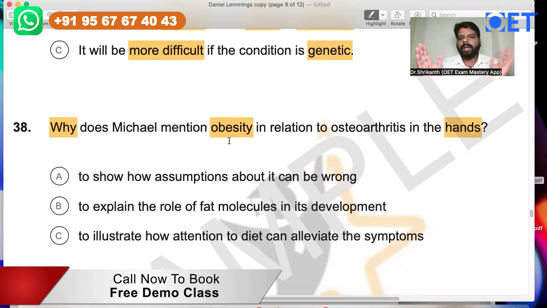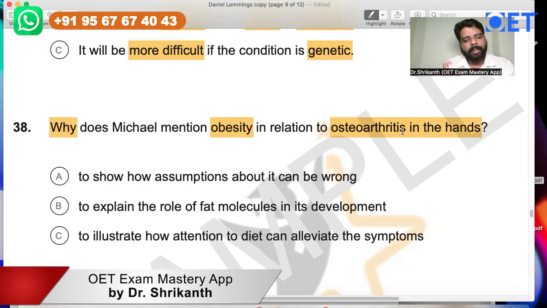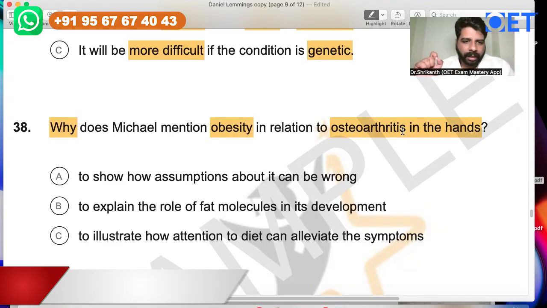So he's talking about osteoarthritis in the hands, and along with that, in this topic, he's also mentioning obesity. But there is a purpose for it. There is a reason for it. There is a reason why he is mentioning obesity when it comes to osteoarthritis in the hand.